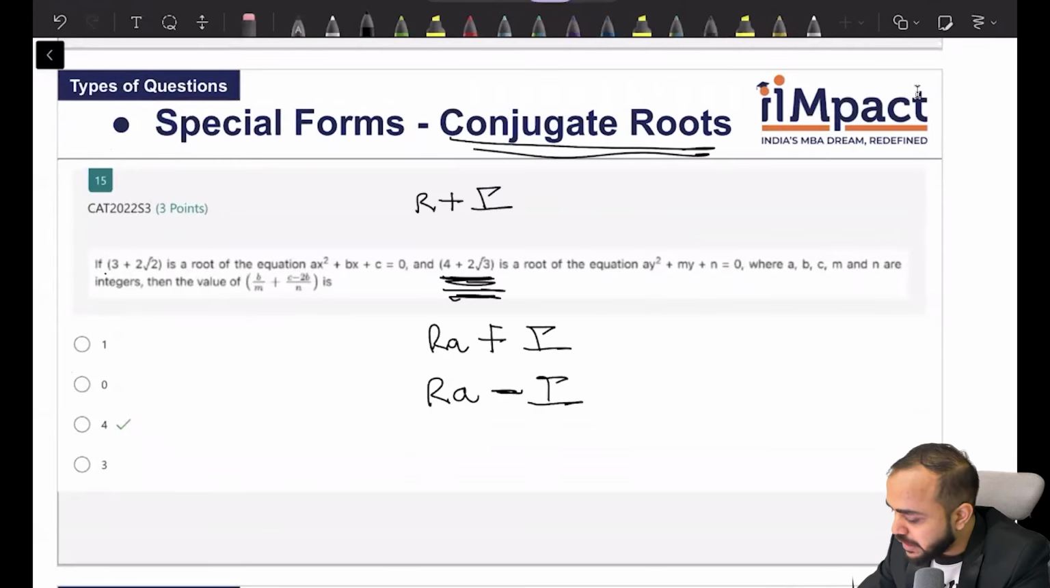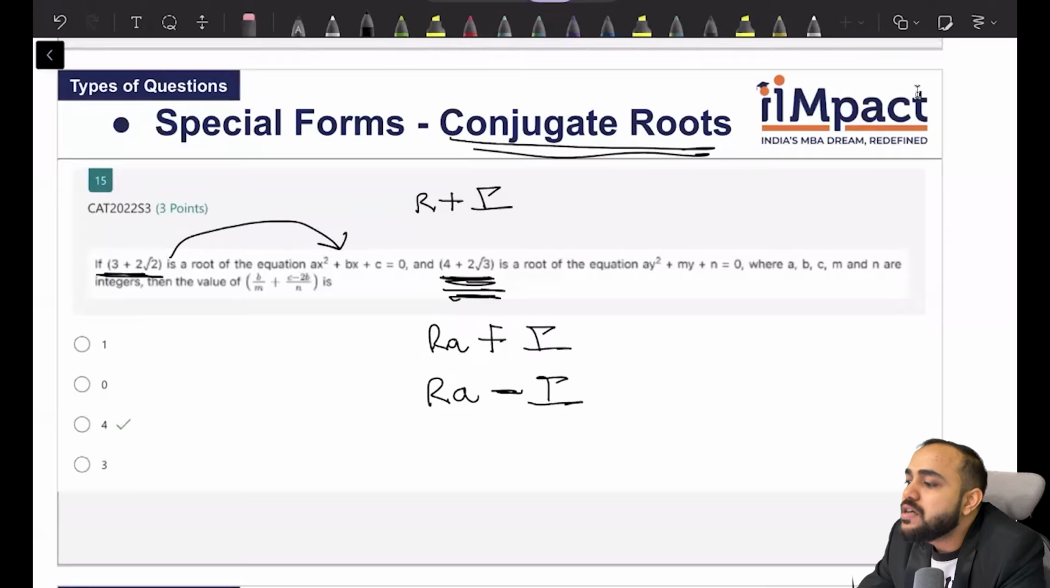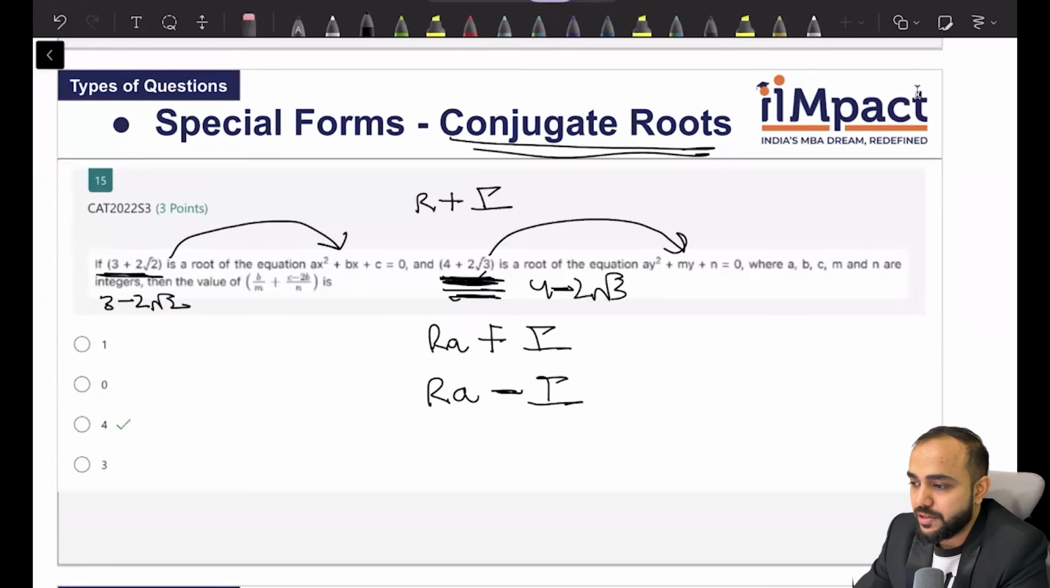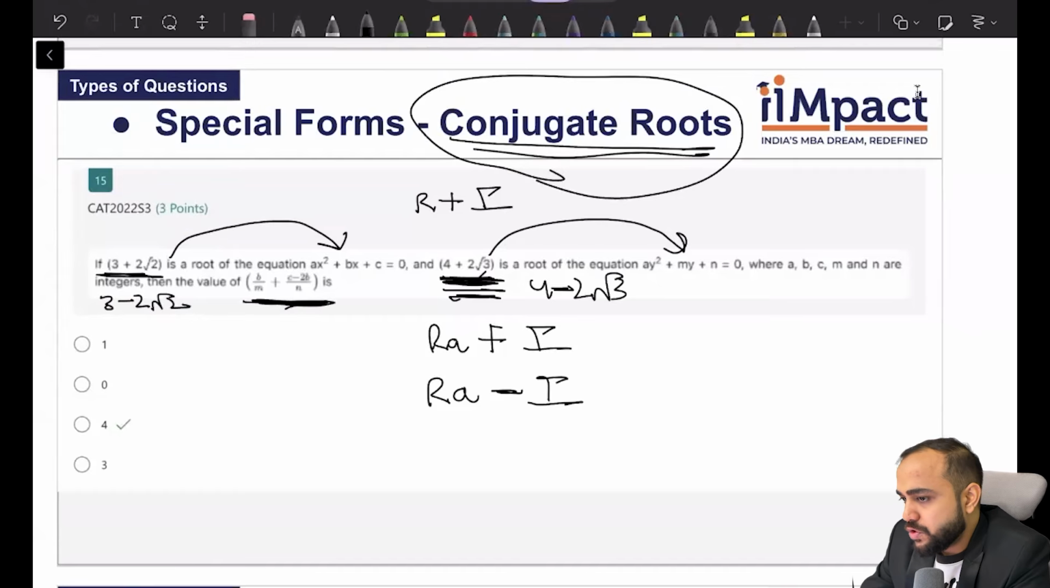So they have said that 3 plus 2 root 2 is a root of this equation. So it is understood that the other root is 3 minus 2 root 2, which means I have been given the values of b and c here. If you think about it, b by a and c by a. Similarly, 4 plus 2 root 3 is a root of this equation, which means the other root is 4 minus 2 root 3. So using these, you can further find the value of this expression. So the conjugate root thing is used very slyly. They will give you one of the roots and they would expect you to know the other root.